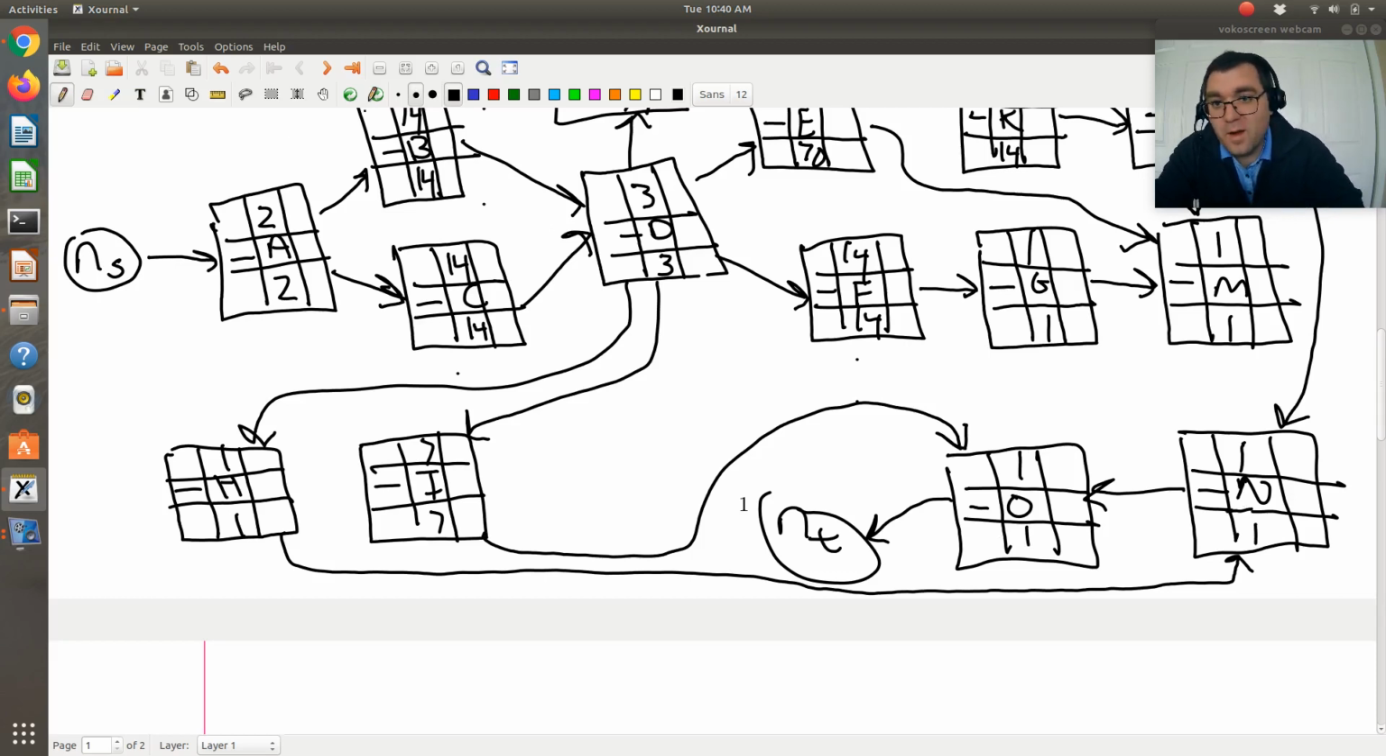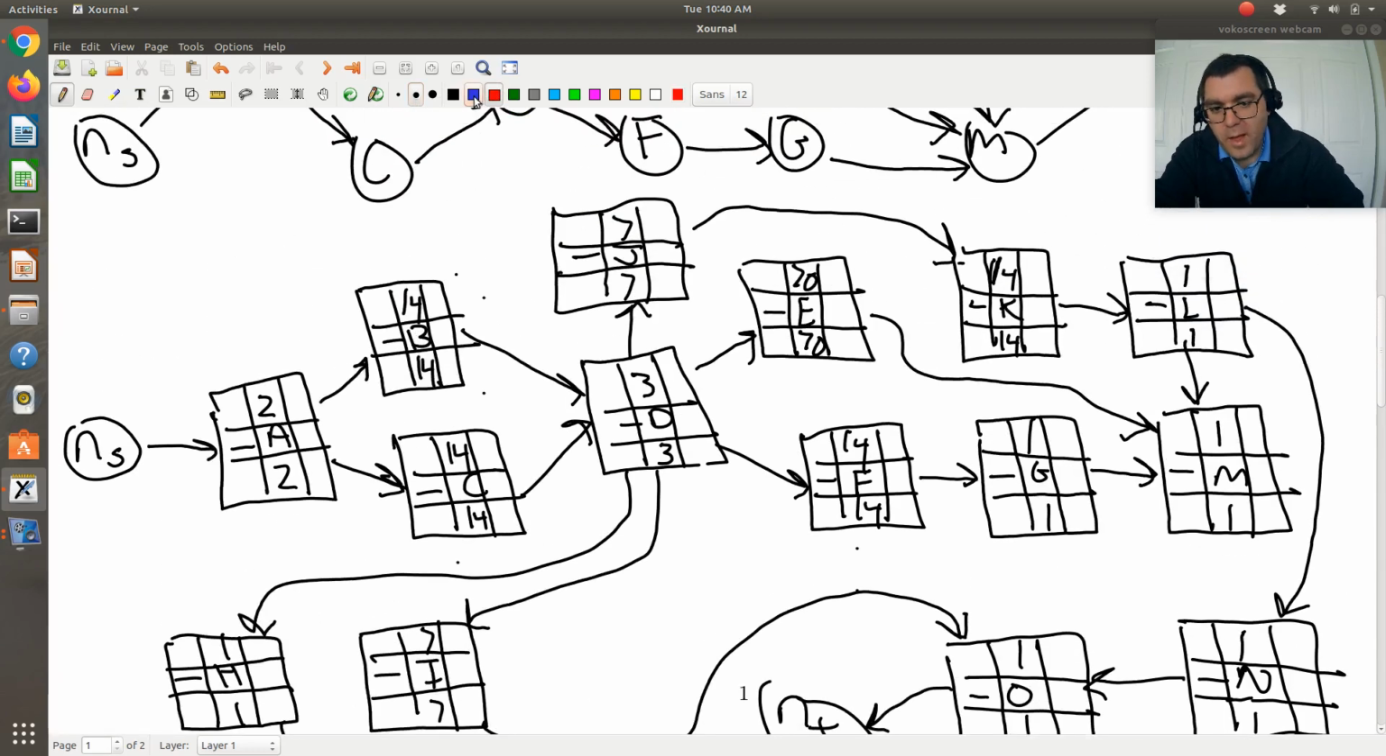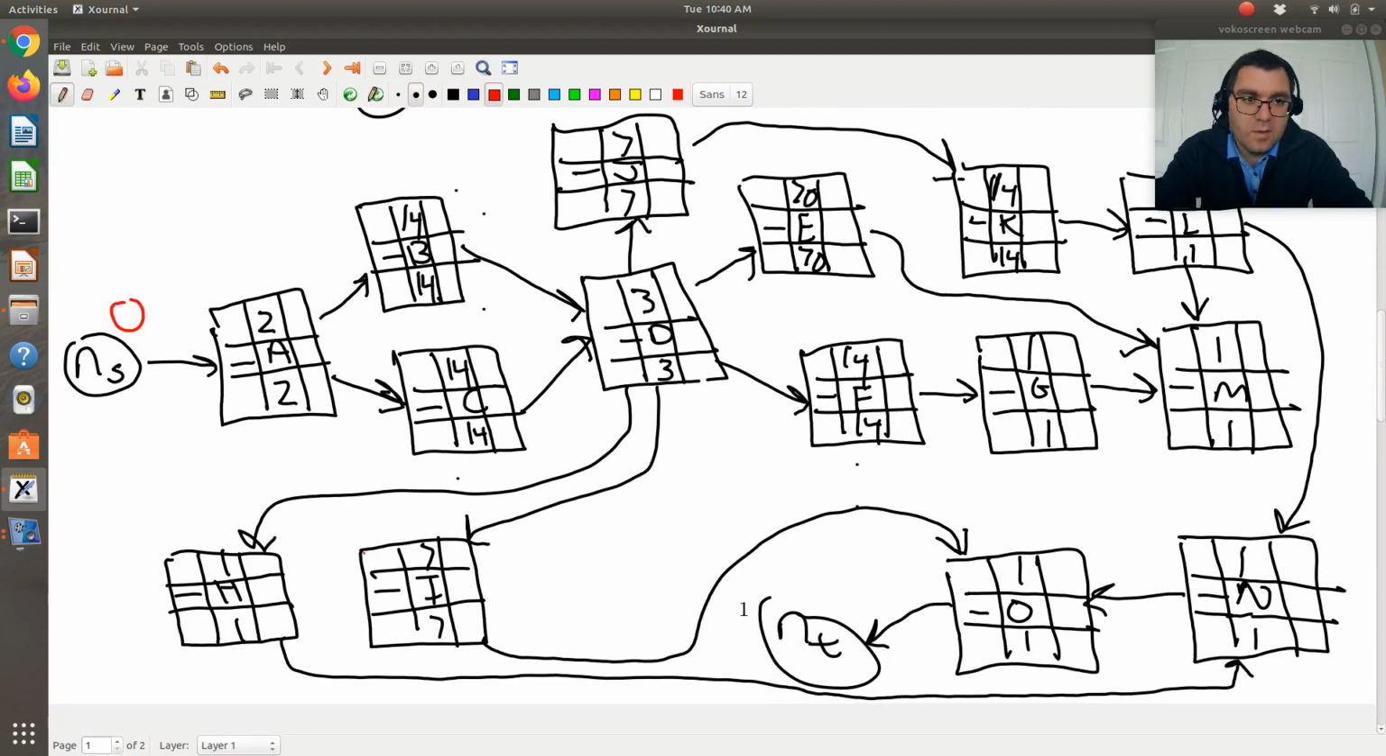Phew. Alright, so I'm going to change my color to red, and I'm going to do my forward pass. So starting at my source node, I'm going to start my project at time equals 0, and now I'm going to move forward. A is only dependent on the source. So the earliest possible starting time for A will be 0, it has a duration of 2, so the earliest possible finishing time will be 2.